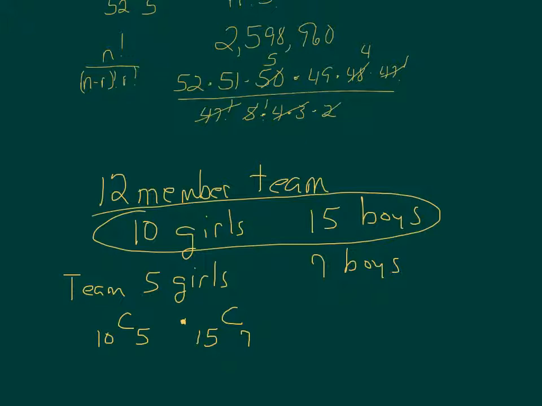Okay, what did I do wrong? Let me see. 1,621,620? Yes, that's correct. I just didn't have the answer on my paper. That's why it kind of startled me there. 1,621,620 different ways that you can get a 12-member team.